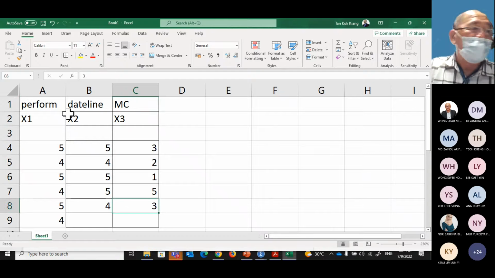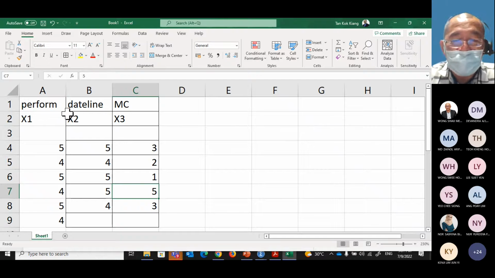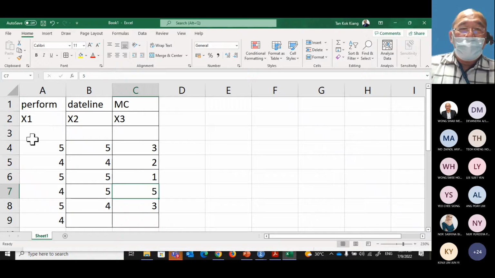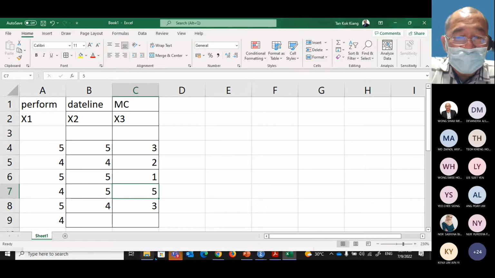Okay, this is an example of the common variance. A and B are quite similar. But B and C, no. So if no question, now we see.